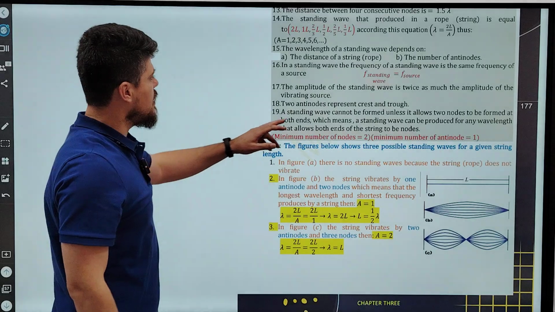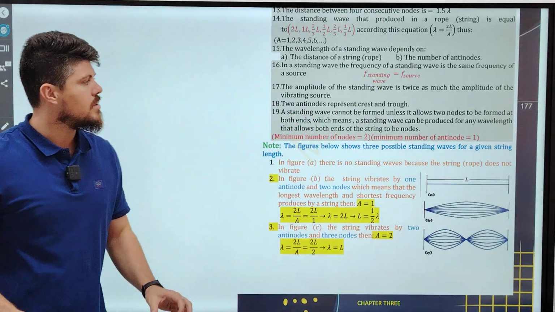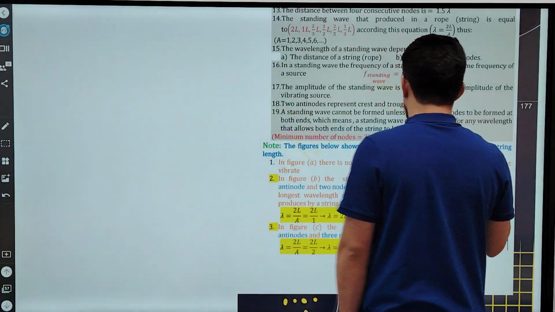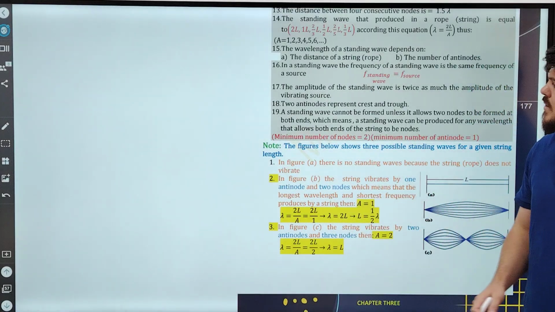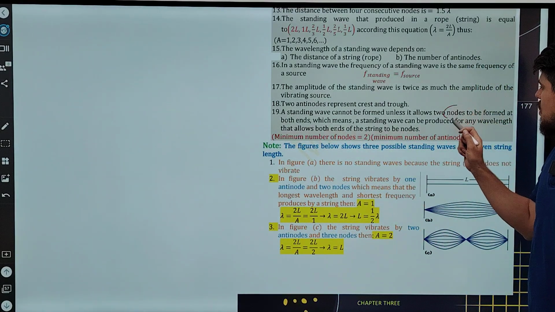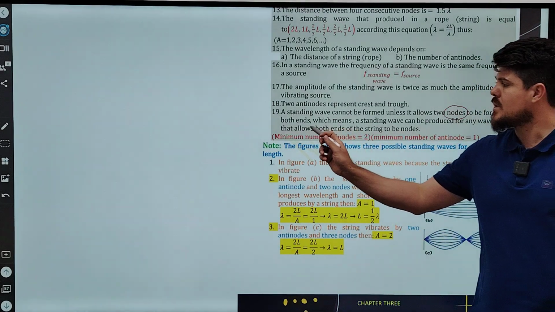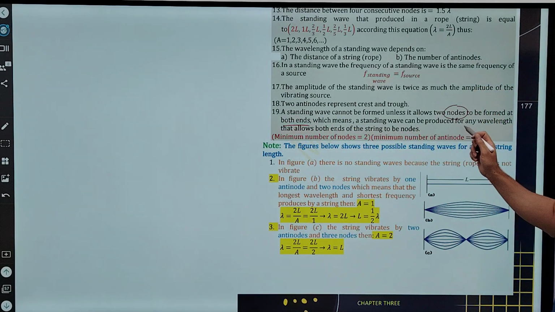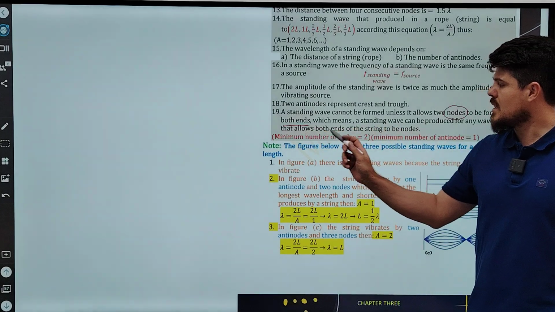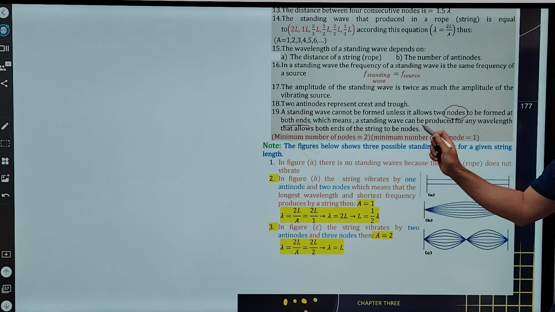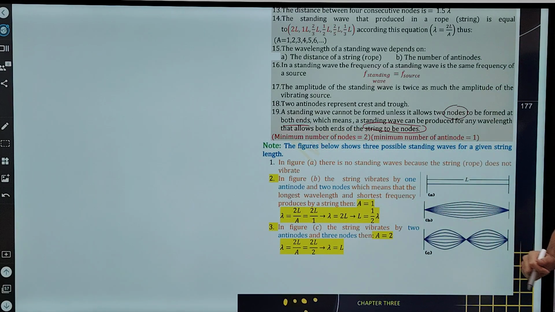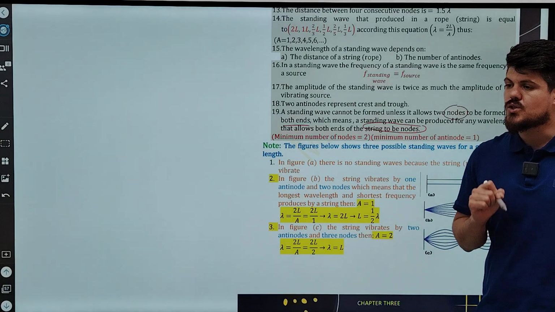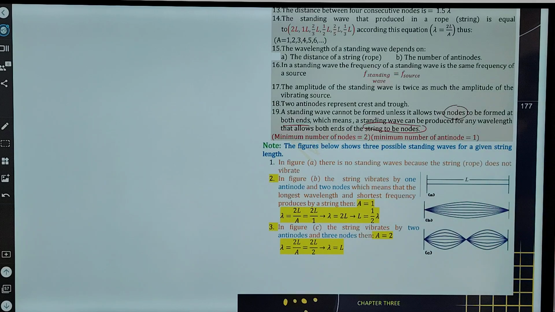Okay? A standing wave cannot be formed unless it allows nodes to be formed at both ends. Nodes must be formed at both ends for the standing wave in a string, which means that the standing wave can be produced for any wavelength that allows both ends of the string to be nodes. The 2 ends must be what? Must be nodes. Always. In a standing wave for the string, the ends always must be nodes.